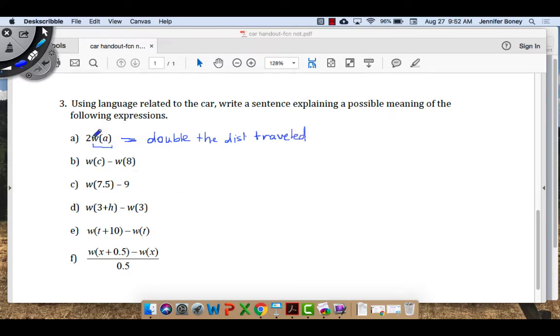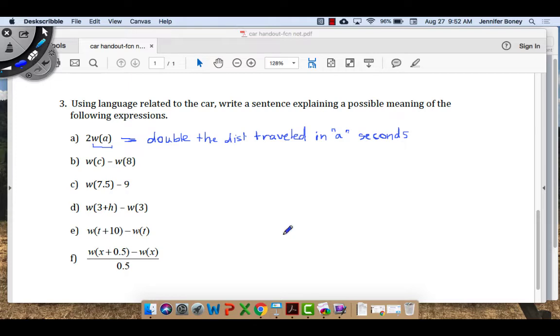So what is this? W of A is the distance traveled after A seconds, or how far the car traveled in the first A seconds, because we said those were the same. So double the distance traveled in A seconds. I'm just putting quotes around that because otherwise, "in A seconds" looks like strange English. So however many A is, if it was 2 times W of 9, it'd be twice the distance traveled in 9 seconds, or double that distance traveled in 9 seconds.